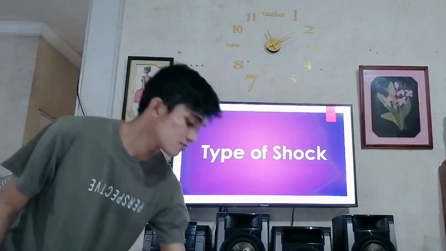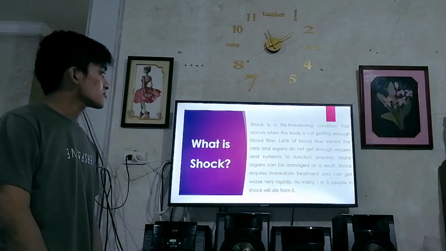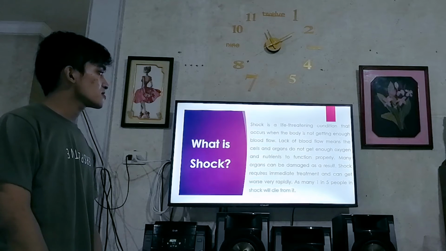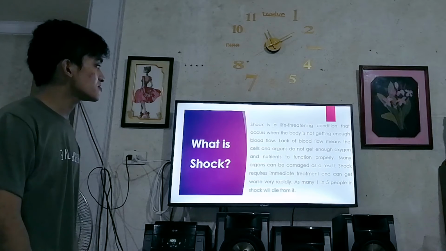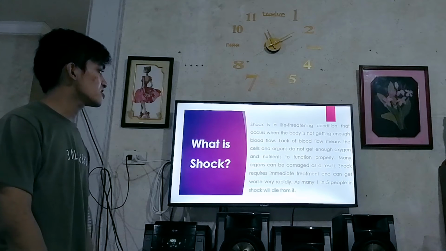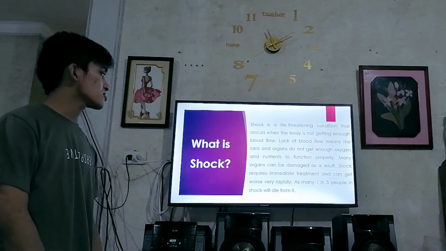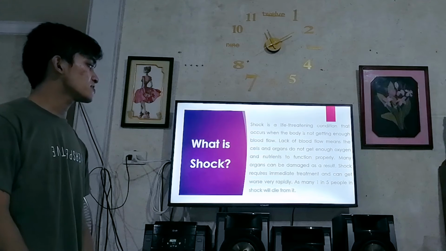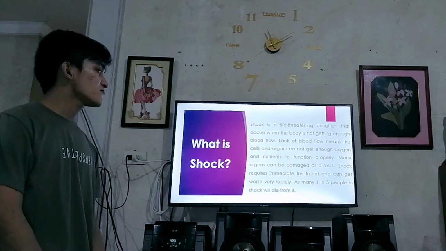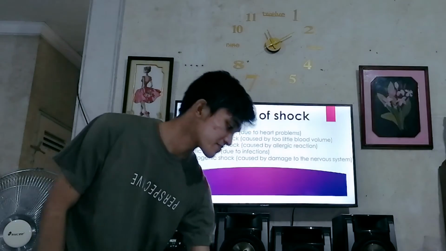Types of shock. Shock is a life-threatening condition that occurs when the body is not getting enough blood flow. Lack of blood flow means the cells and organs do not get enough oxygen and nutrients to function properly. Many organs can be damaged as a result. Shock requires immediate treatment and can get worse very rapidly. As many as 1 in 5 people in shock will die from it.